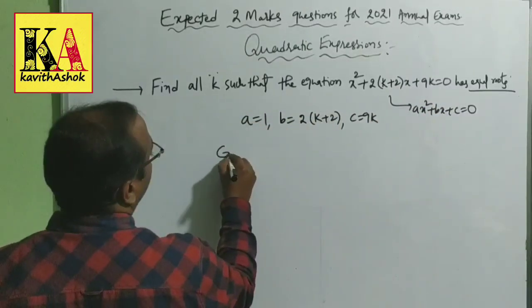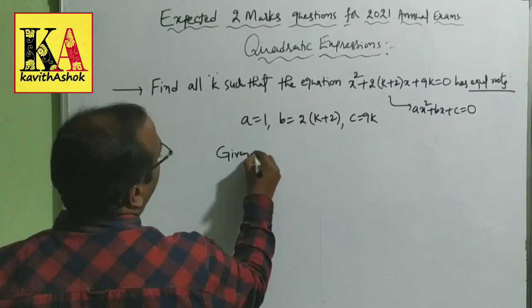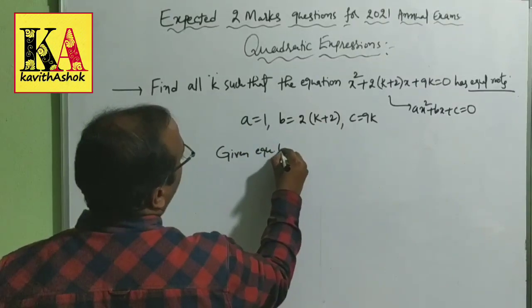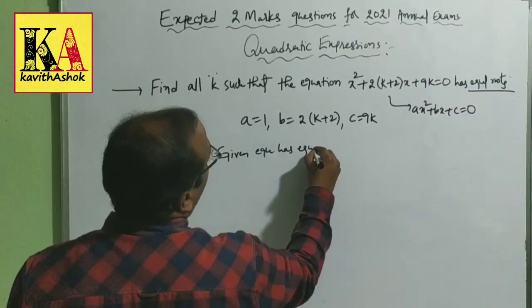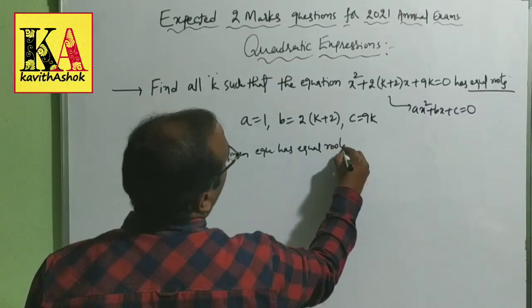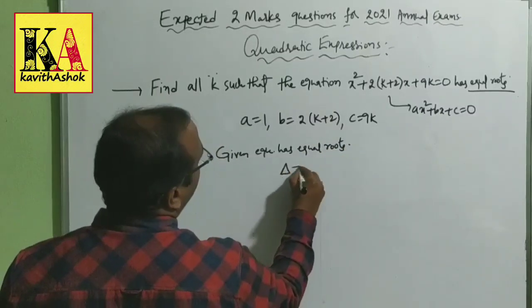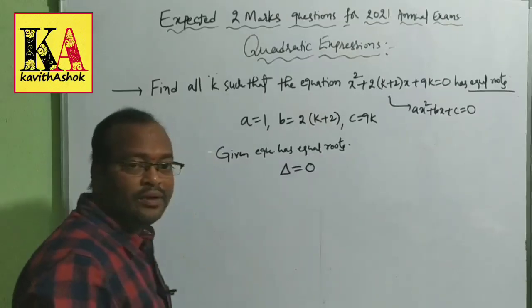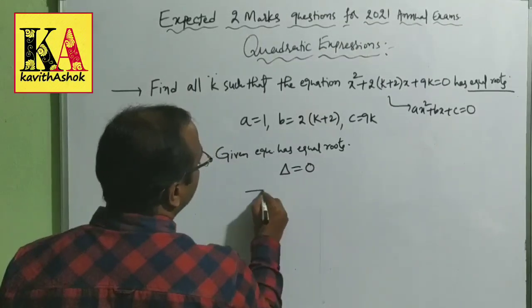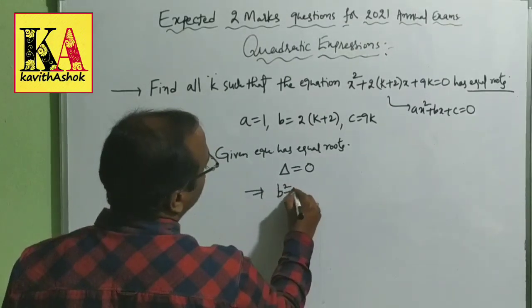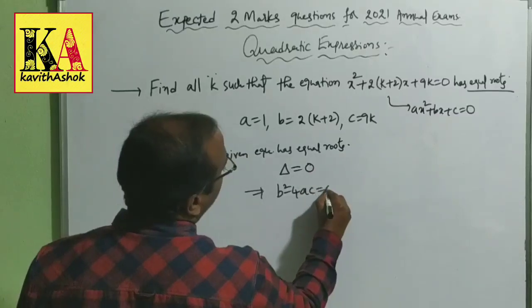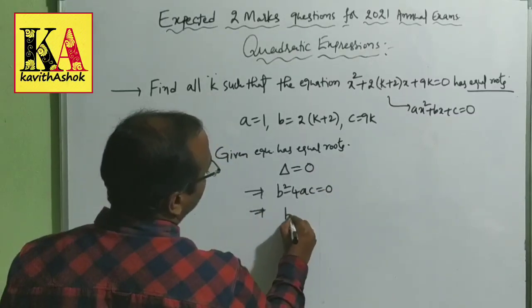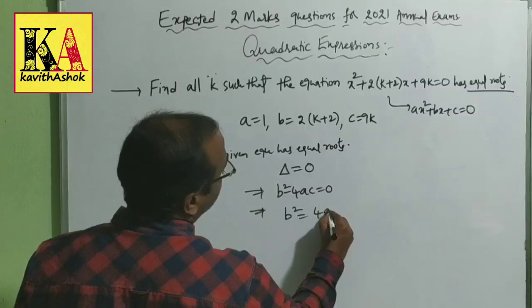Given equation has equal roots. So therefore, what we can get here? Delta is equal to 0. The discriminant value will become 0. What is delta here? B square minus 4AC is equal to 0. This implies B square equal to 4AC.